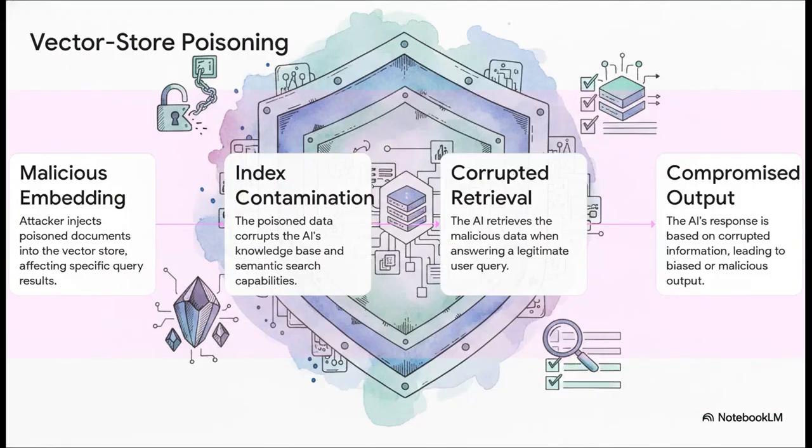Let's break down one of the most insidious threats out there: vector store poisoning. The easiest way to think about this is like contaminating the AI's memory. An attacker slips a poisoned document into the knowledge base. Then, later on, when the AI tries to answer a totally legitimate question, it retrieves that corrupted data. And boom, you get biased or even malicious output. The truly scary part? This creates a persistent backdoor that is incredibly hard to find.